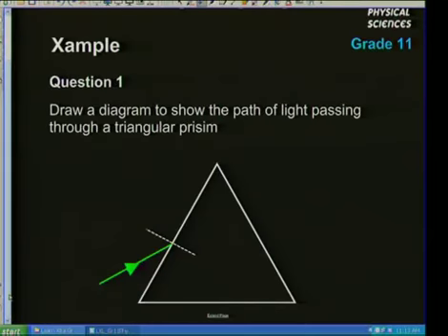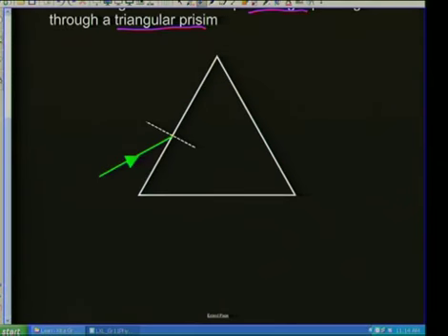So what it tells us is that we are required to draw a diagram to show the path of light passing through a triangular prism. So there's our triangular prism. We're not told about the refractive index, but for the moment, let's presume that it's glass or perspex or one of those where it is going to cause the light to change its speed.